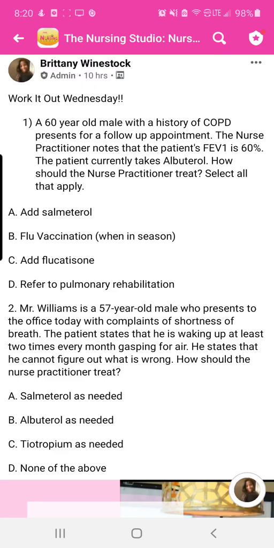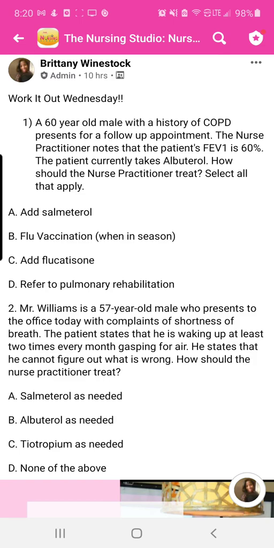You guys, it's Wednesday, and Wednesdays we work out a practice question. So this week we did 2 practice questions because for Topics and Tips Tuesday we covered COPD and asthma. So I wanted to give you a COPD practice question as well as an asthma practice question.